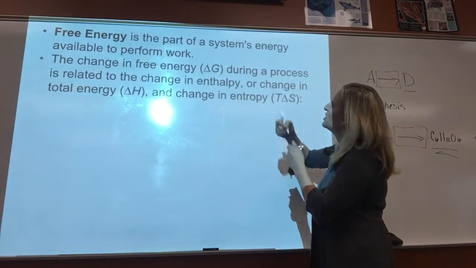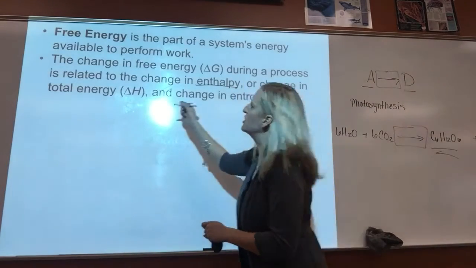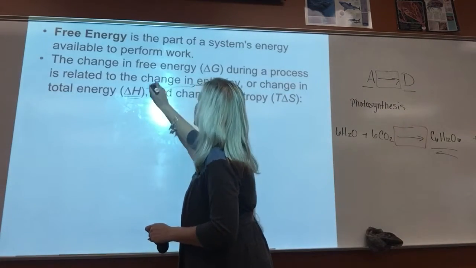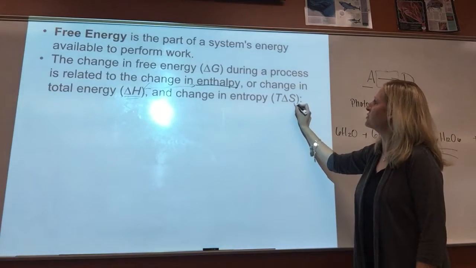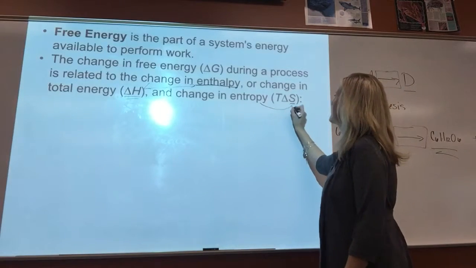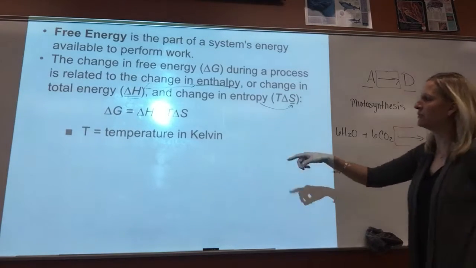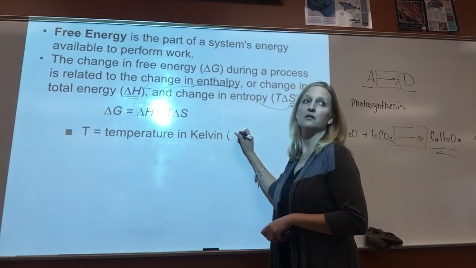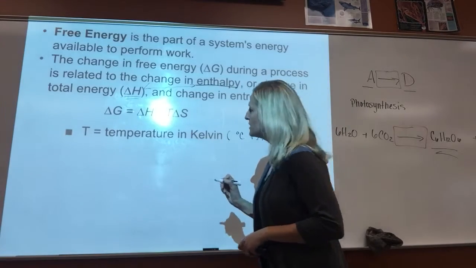So this is related to the change in enthalpy, which is probably a new word for you. Enthalpy is the total energy. So these go together here. That's the enthalpy, it's the total energy. And a change in entropy. Entropy is represented by the letter S here, all right? And so let's look at what this equation means. So you have this equation, delta G equals delta H minus T delta S. And T is the temperature in Kelvin, which remember is your degrees Celsius plus what? 273.